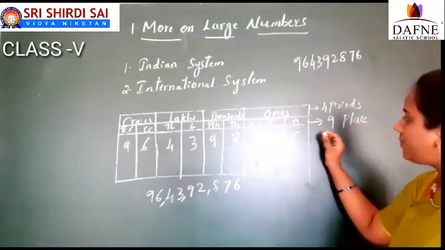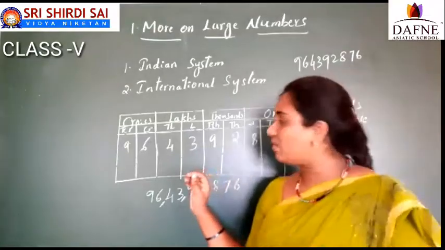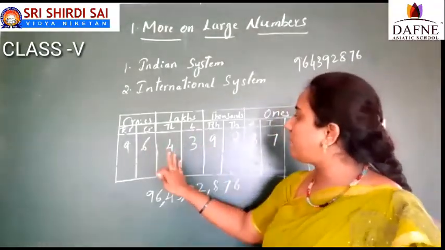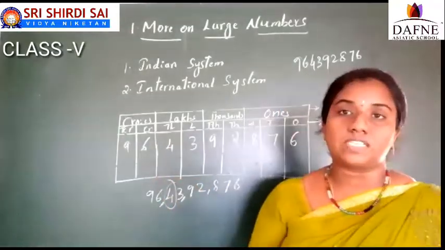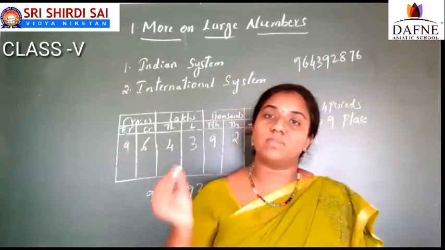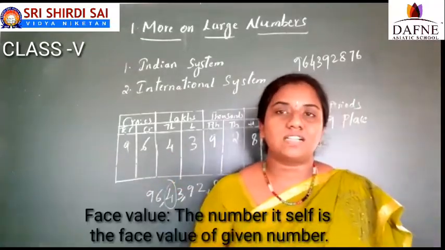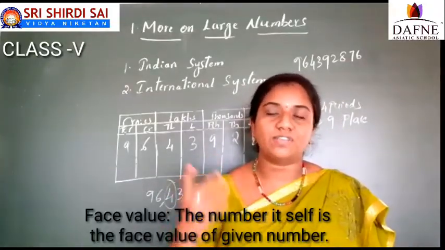So now see here. I have written this number. I want the place value of any one of the numbers from this. So now see here, I want the place value of this 4. How to write the place value? What is meant by a place value? What is meant by a face value? Face value is nothing but the number itself is the face value.